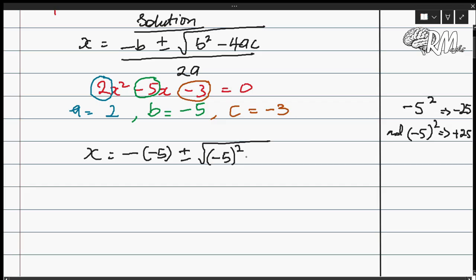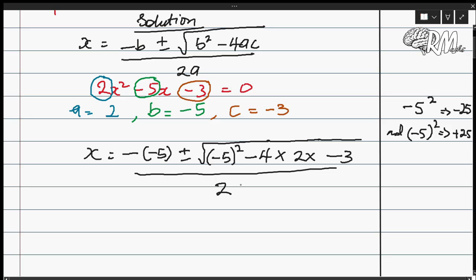Let's continue. Then we now have minus 4 times, what is a? A is 2, times 2, times, what is c? C is minus 3. Then all over 2. What is a? A is 2. Therefore we have minus times minus. Our minus times minus gives us plus.